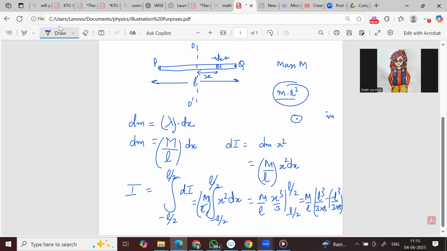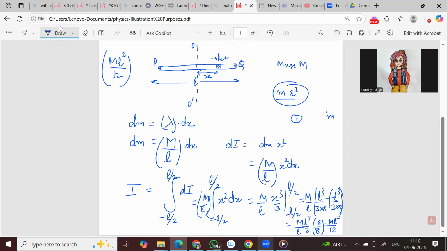Wrapping it in another bracket here. And this will give us m upon L times L cubed upon 3 and 2 upon 8. And this is ml squared upon 12. So with this, we have derived that the moment of inertia of a thin rod about an axis passing through the center is ml squared upon 12.